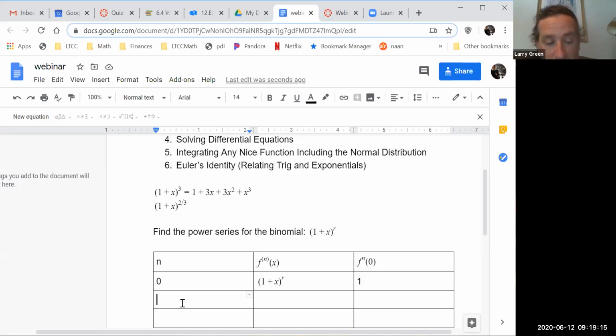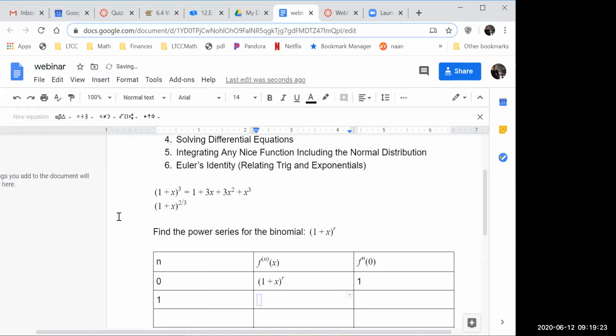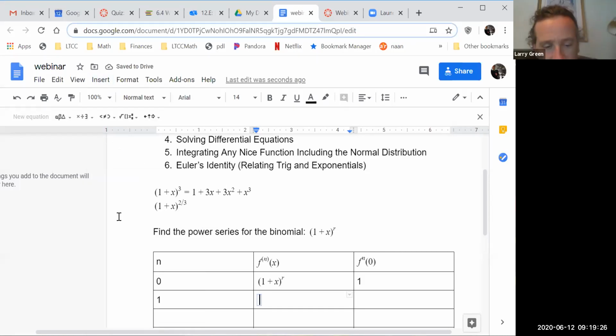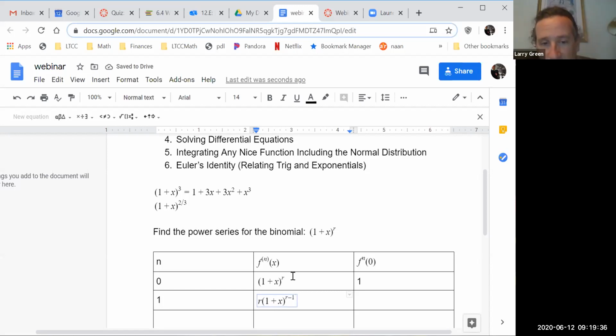All right, and then n equals 1. What's the derivative of (1 plus x) to the r? R times (1 plus x) times 1. Close. It's r times (1 plus x), but the power now, remember when you take a derivative, you subtract 1. Yep. r minus 1. You can write times 1, but most people don't write times 1.